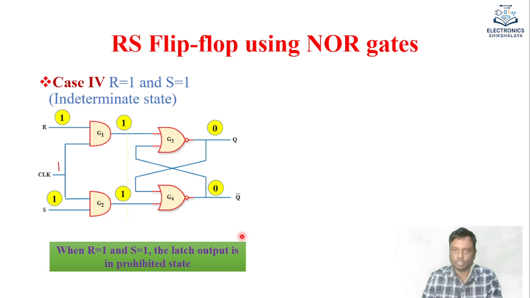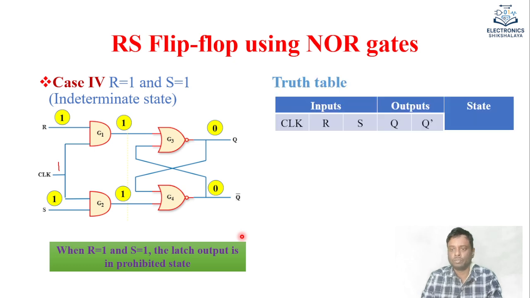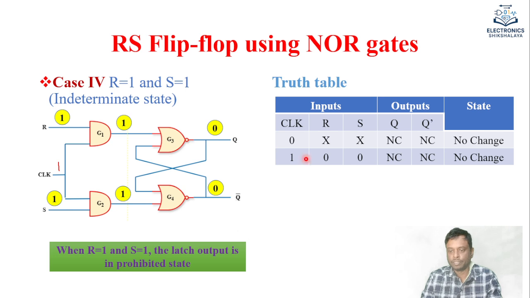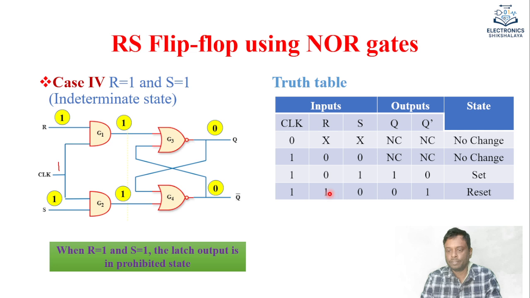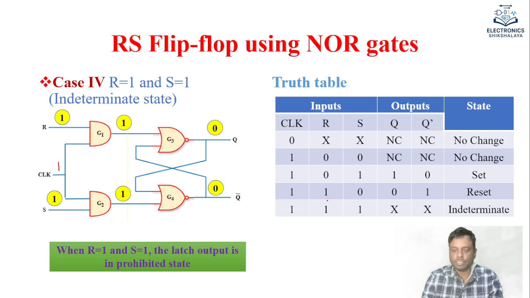So let us summarize in the form of a truth table. If there is no clock, then we have the no change state. If the clock is 1 and the R and S values are 0, 0, in this case also the latch output is the last state. In order to set this latch, we can apply R equal to 0 and S equal to 1. Similarly, if R equal to 1 and S equal to 0, the latch would be in the reset state. If R and S both are 1, 1, then it is in the indeterminate state. You can see in these cases we are applying the clock.